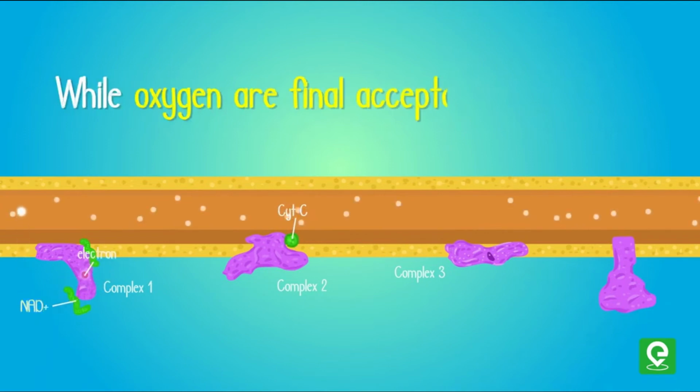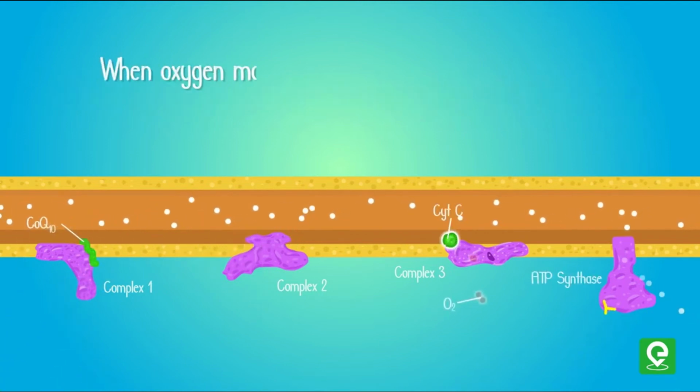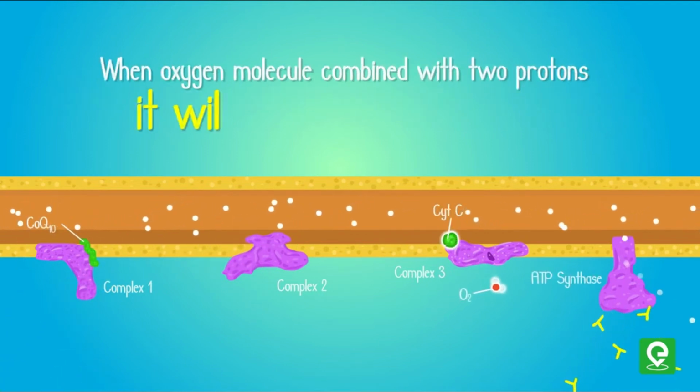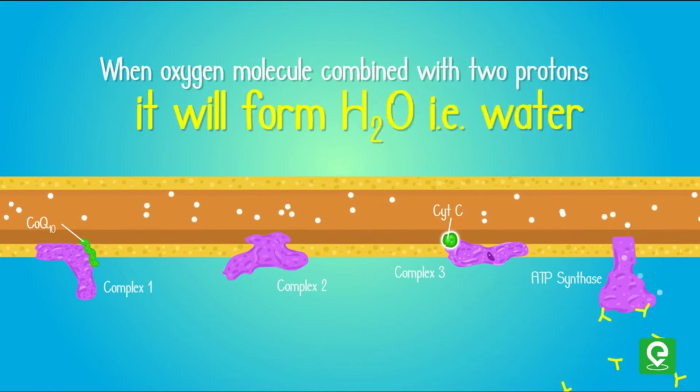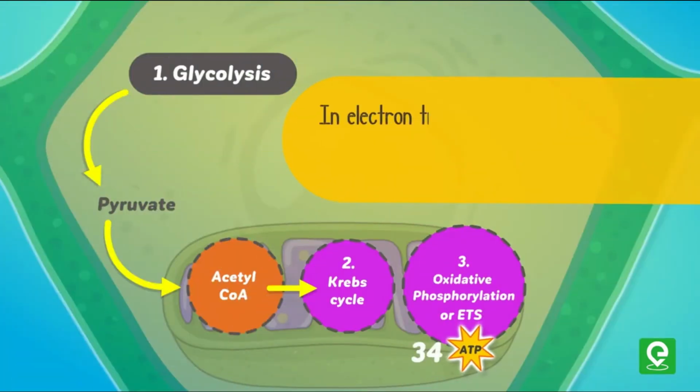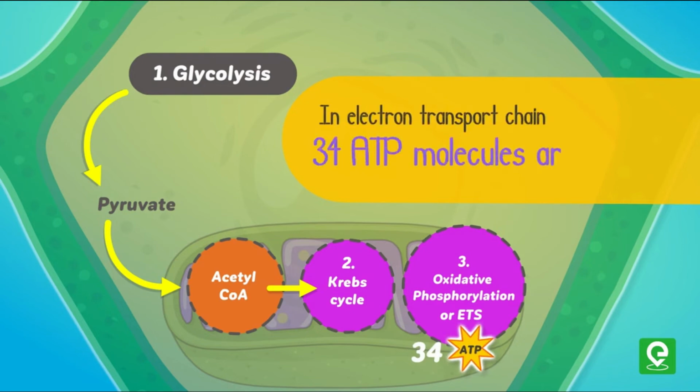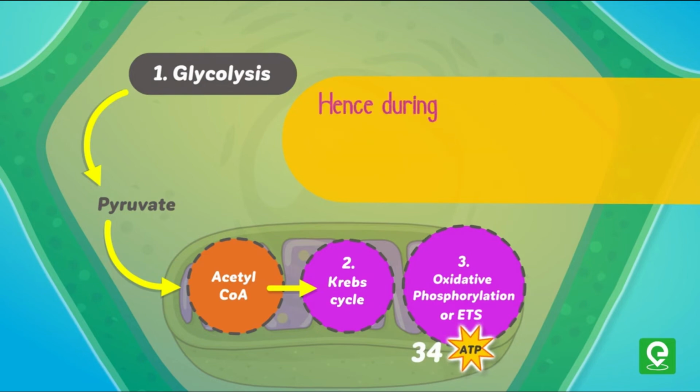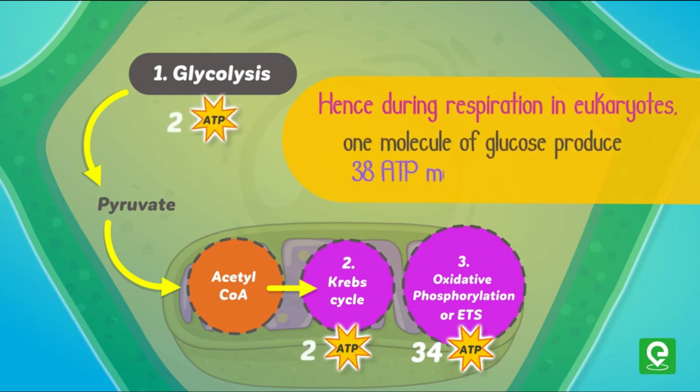Oxygen is the final acceptor of electrons. When an oxygen molecule combines with two protons, it forms water. In the electron transport system, 34 ATP molecules are formed. Hence, during respiration in eukaryotes, one molecule of glucose produces 38 ATP molecules.